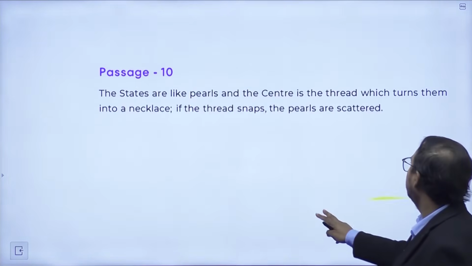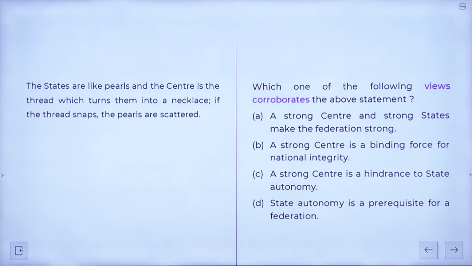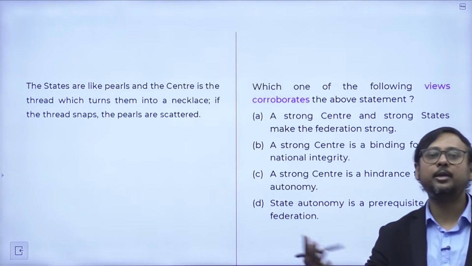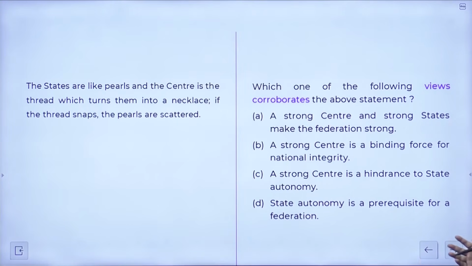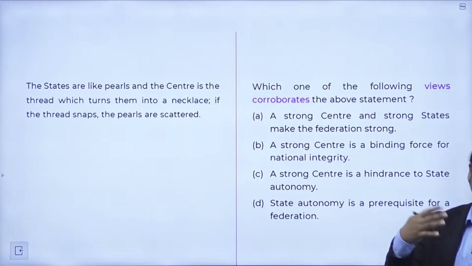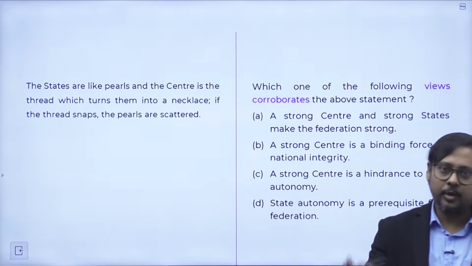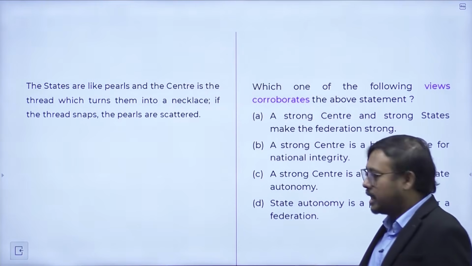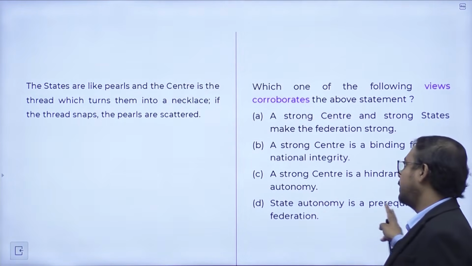So, in this case, which of the 4 options can we eliminate easily? C and D we can eliminate. A strong center is a hindrance to the state autonomy. It is bringing a new dimension, right? State autonomy is a prerequisite for federation. Again, a new dimension is brought in, right? So C and D are eliminated, but again, A and B is the problem. Yesterday we got stuck on the problem, and hence such questions cannot be attempted.